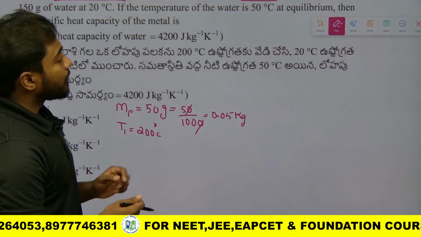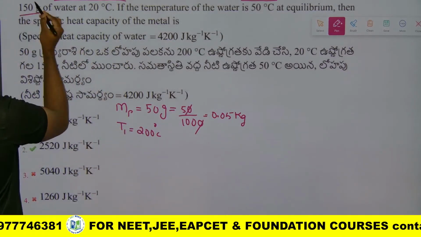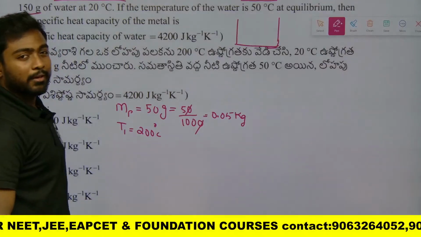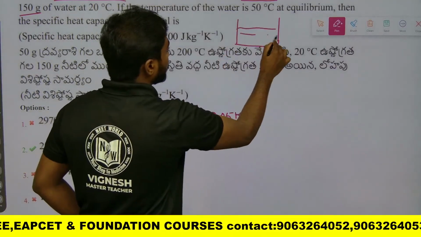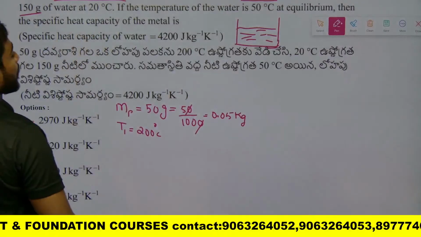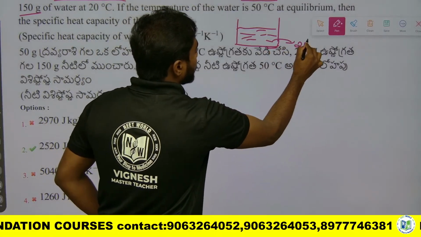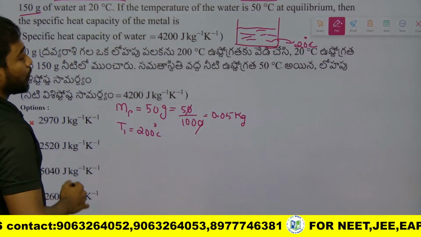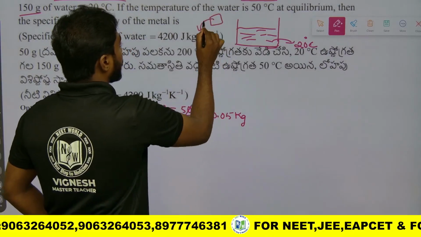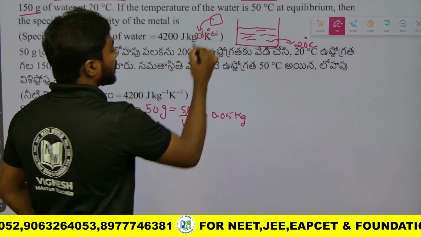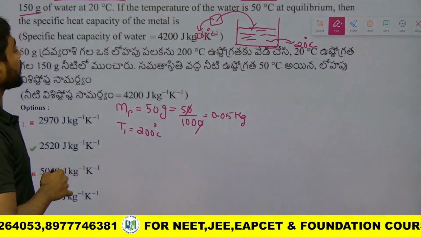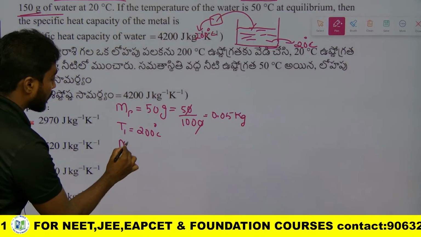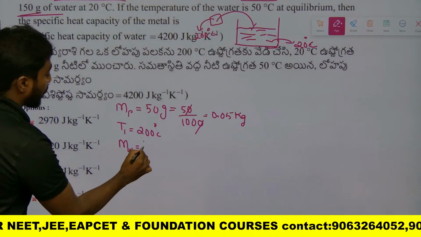Okay. Then immersed. So what they are saying is they have taken a box or something else, in that water is there. Okay, water is there which is at 20 degree Celsius. Now this metal plate they have immersed. So this was 200 degree Celsius. This has been immersed in the water now. So what is the water? 150 gram. So W is equals to 150 gram.